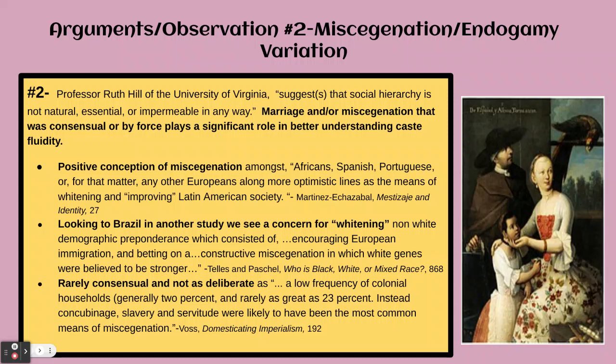And as I dove into this topic, we kind of find that these intermarriages and miscegenation were rarely consensual, and not as deliberate as some may think. There are some studies out there, particularly from Professor Voss at Stanford, who says that a low frequency of colonial households, generally 2% and rarely as great as 23%, were intermarried, or mentioned this in the archival records. Instead, concubinage, slavery, and servitude were likely to have been the most common means of miscegenation. So, this also has a great variation.